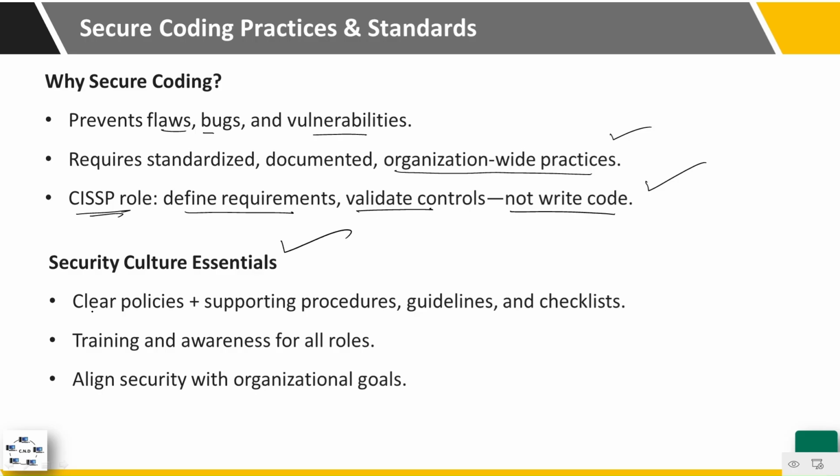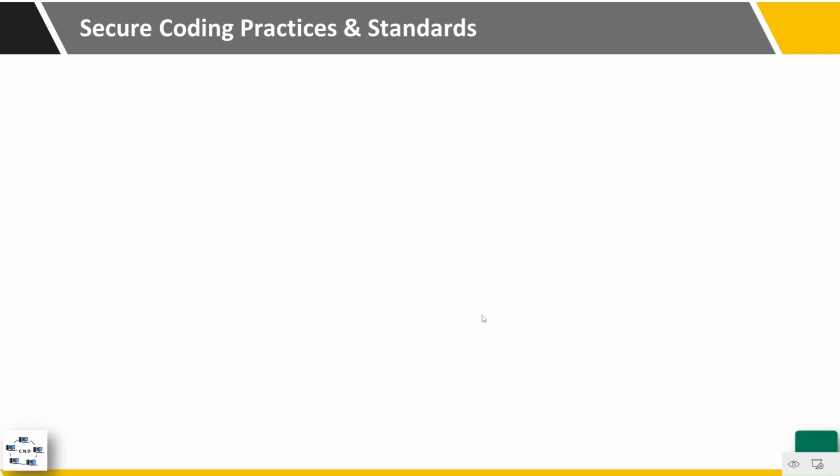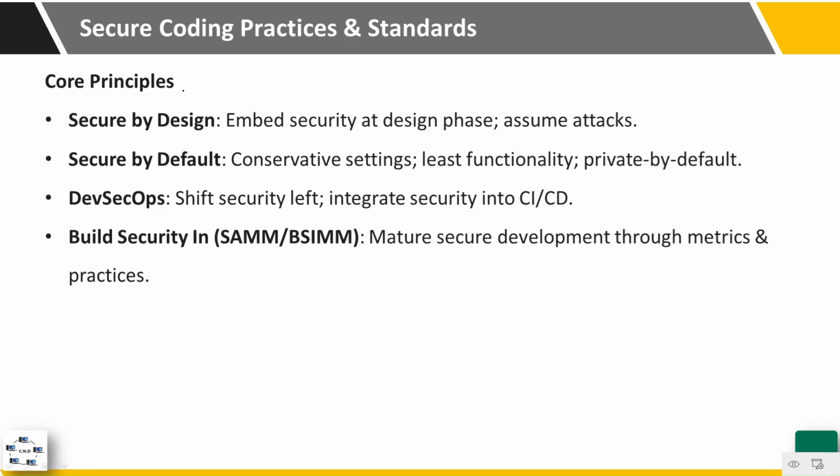Security culture essentially includes clear policies plus supporting procedures, guidelines, and checklists, training and awareness of all roles, and to align security with organizational goals. The core principle of secure coding includes to have the secure by design principle, which includes embedding security at the very initial design phase and to always assume attacks. Secure by default is the conservative settings of least functionality and private by default. DevSecOps is to shift security to the left and integrate security into CI/CD.